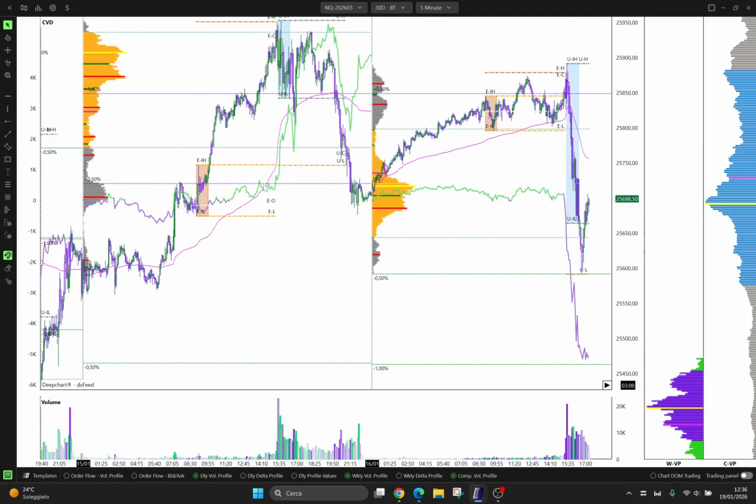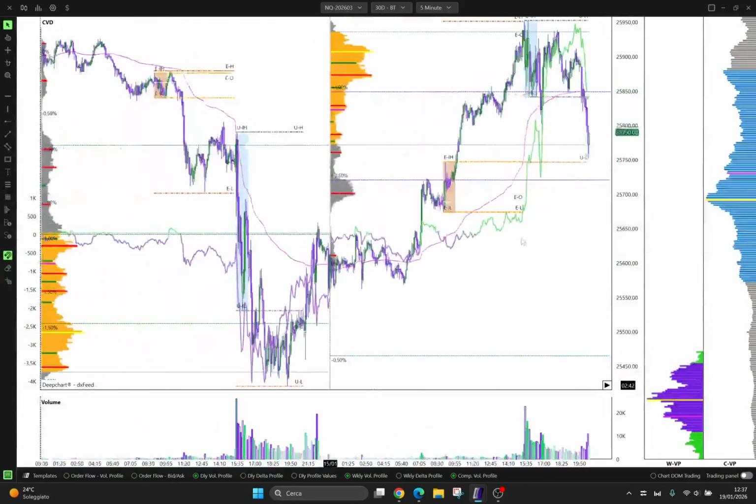So the acceleration is in line with the car, and you explode higher for all the session. Okay? For all the session. Till 9:11 European time, where the volume gets dry and the session finishes. You had an end of the session retracement that brings the price below the value area, and you see a lot of buy cumulative volume getting lower. So this is your signal to stop.